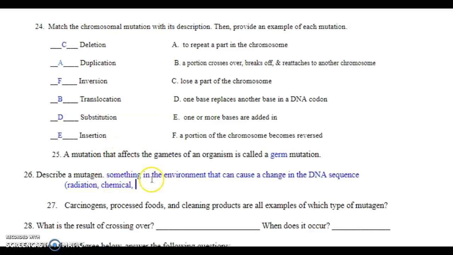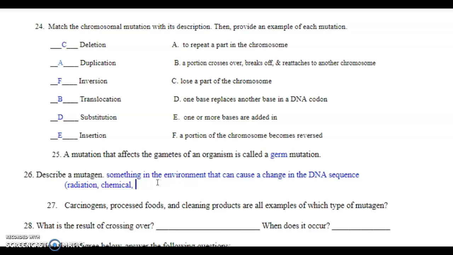Okay, so a mutagen is something in the environment that can cause a change in a DNA sequence. Types of mutagens we've talked about are radiation, such as UV radiation from the sun and radiation from X-rays. There are chemical mutagens, such as pesticides, weed killers, chemicals in cigarettes, carcinogens that can cause mutations in cells that cause cancer, cosmetics, and other things like that. Those are all mutagens. They cause changes in the DNA structure of the cells.